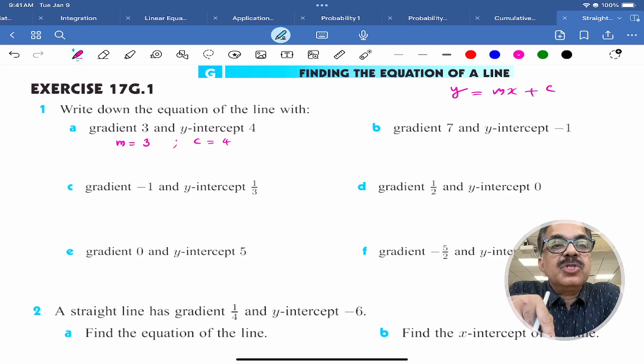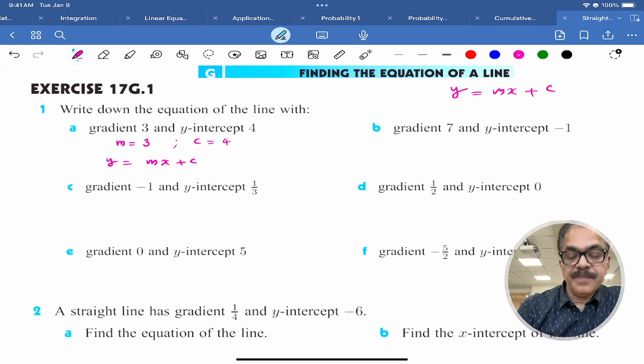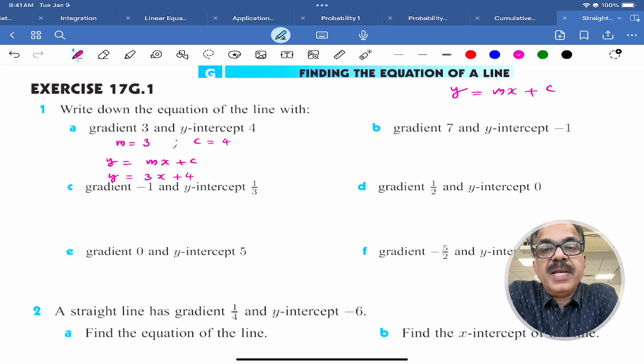So once you know these two values, we can straight away go ahead and write the equation of the line. So the equation of the line is y is equal to mx plus c. That is y is equal to, m is 3, so 3x plus 4. So that is the equation of the line.